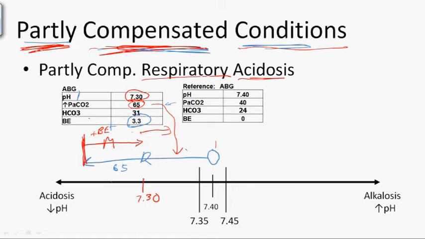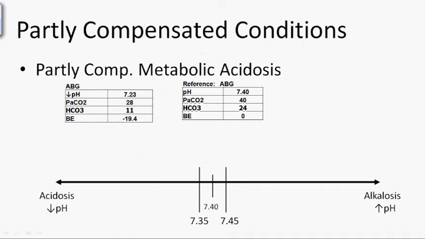Look how big that respiratory vector is. It's much larger than our metabolic one. So we're still a little bit acidotic because of this increased CO2, not from the metabolic component. It's trying to bring us back to that more normal pH. So this is a partly compensated respiratory acidosis.